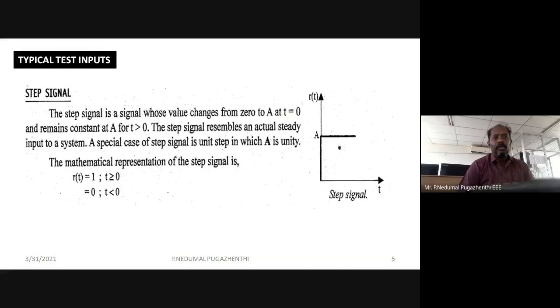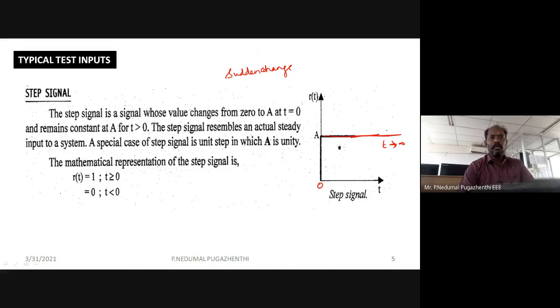The second one is the step signal. This is again a sudden change. You can see that from 0 it changes its state to A, and it prolongs further. At t tends to infinity, it remains at A. This is what we call a step signal.